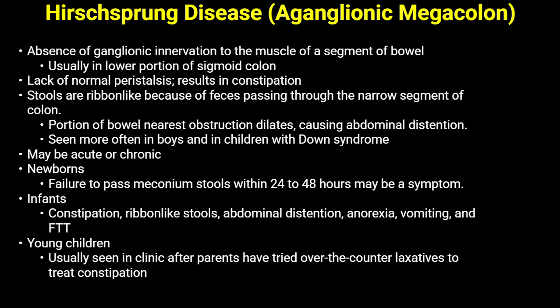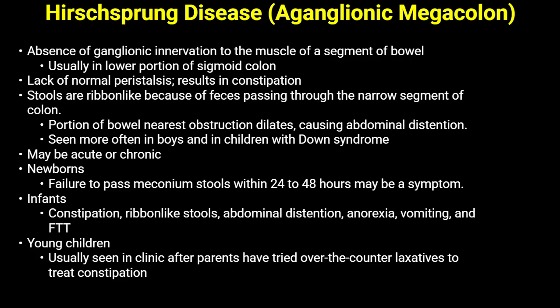In infants, common symptoms include chronic constipation, ribbon-like stools, abdominal distension, vomiting, poor feeding, and failure to thrive. In older children, Hirschsprung disease often presents as chronic constipation that does not improve with diet changes or over-the-counter laxatives, prompting further evaluation. Diagnosis is confirmed with a rectal biopsy, which demonstrates the absence of ganglion cells.